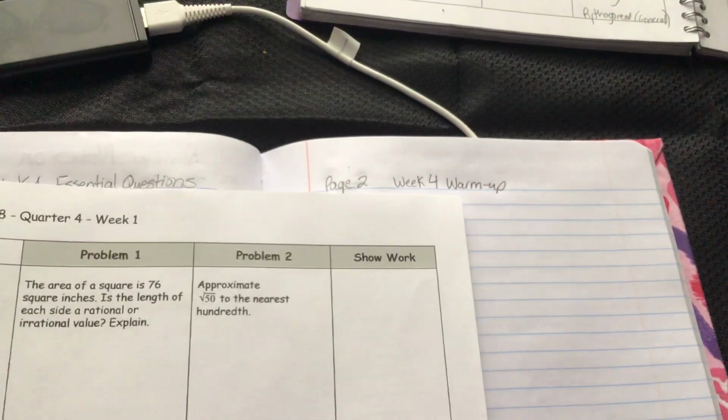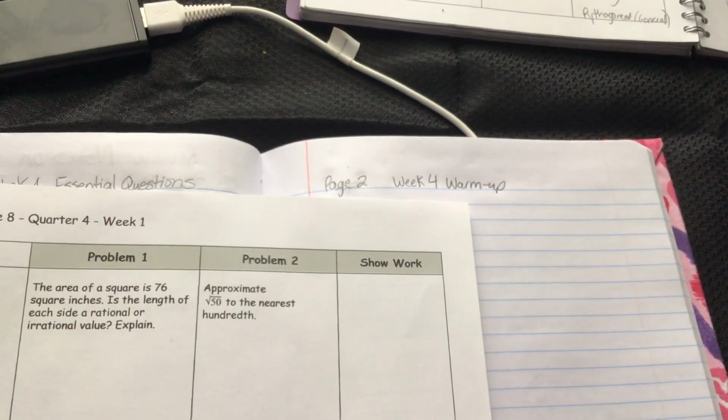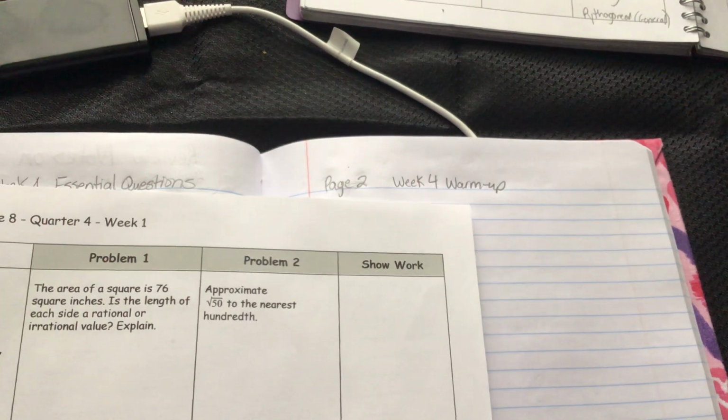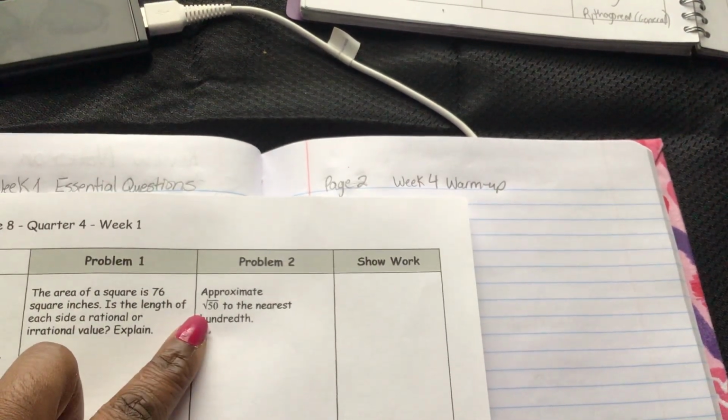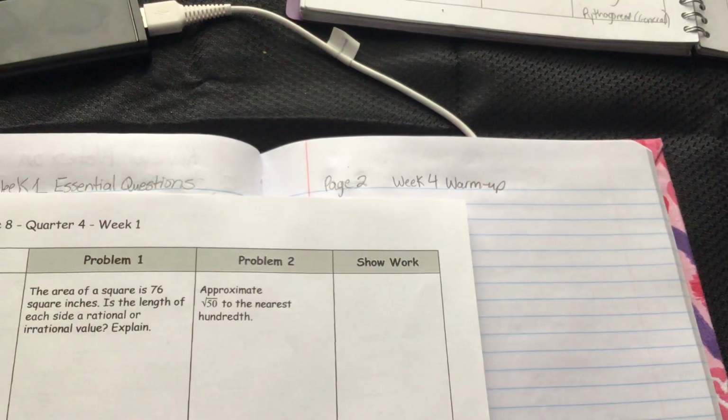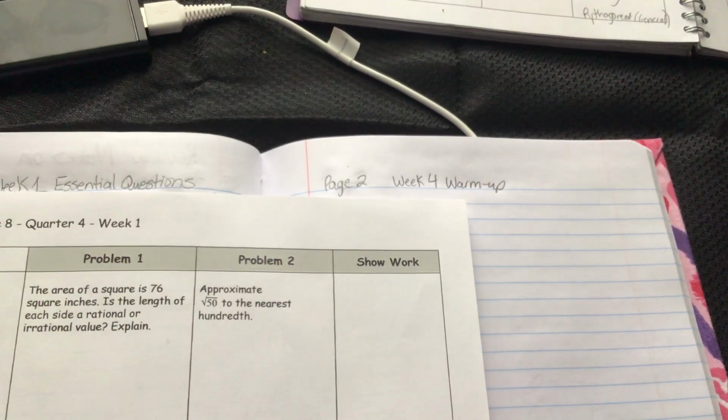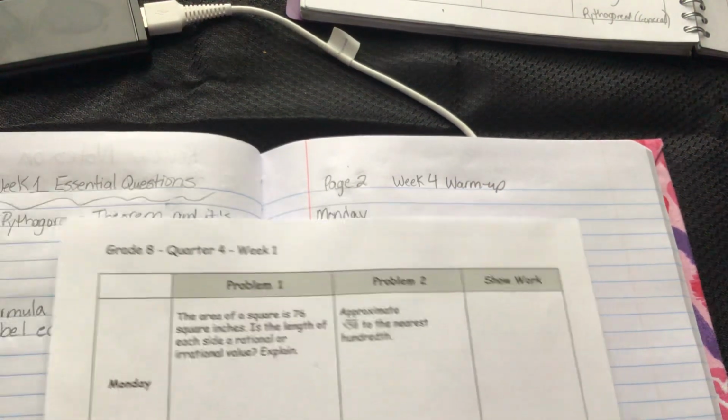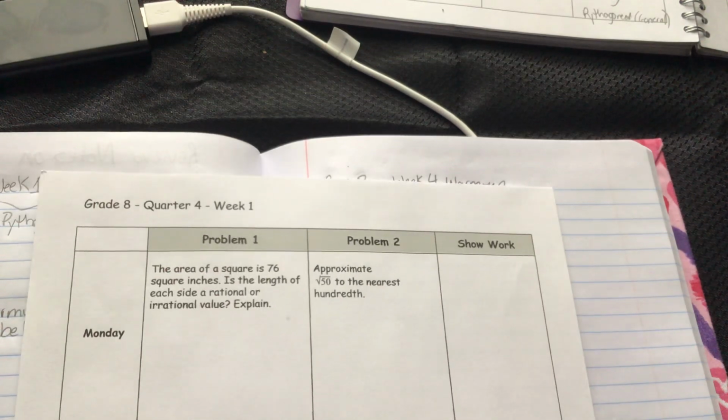And the second one is approximate. We talked about how to do that, but this time we're approximating the square root of 50 to the nearest hundredths place. Okay, and I'm going to show you how to do that, without the use of the calculator. Okay, all right, here we go. Pause it.